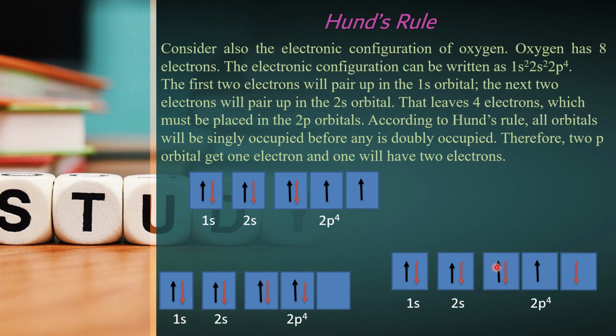The first electron goes upward, the second electron upward, but the third electron, which has gone to the pz orbital, is downward. So it is also wrong.